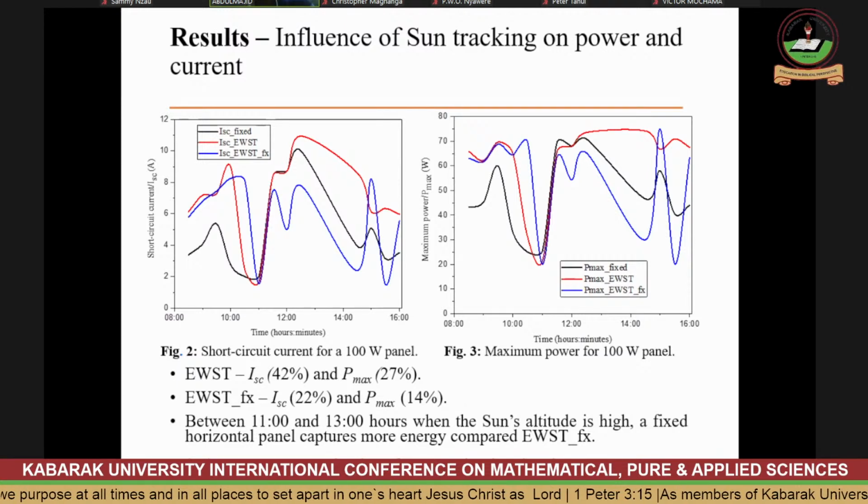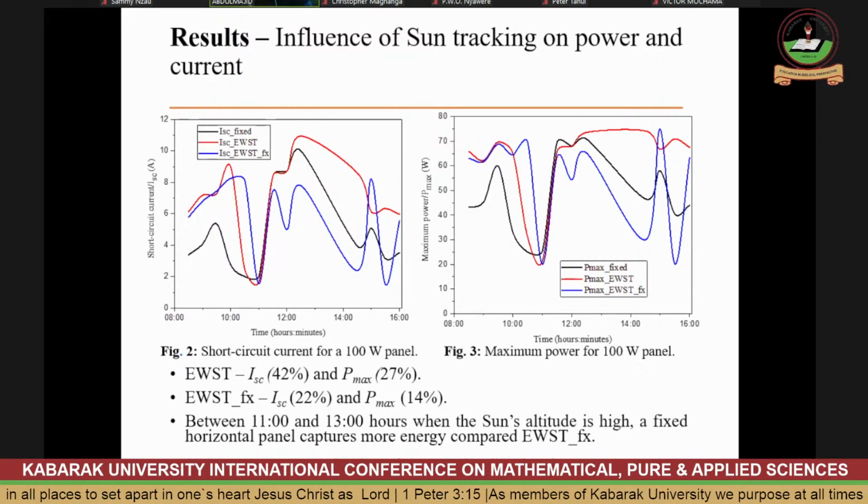We can see that the improvement in the power is a bit less compared to the short circuit current. This is because of the minor or insignificant improvement in the open circuit voltage, which I did not include in this presentation.